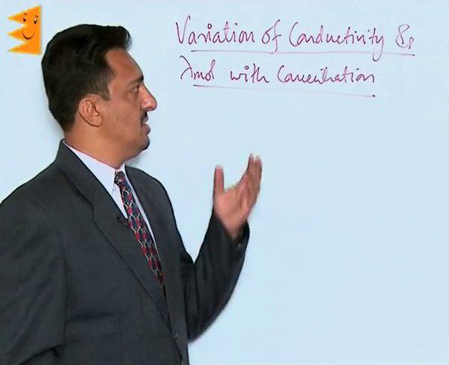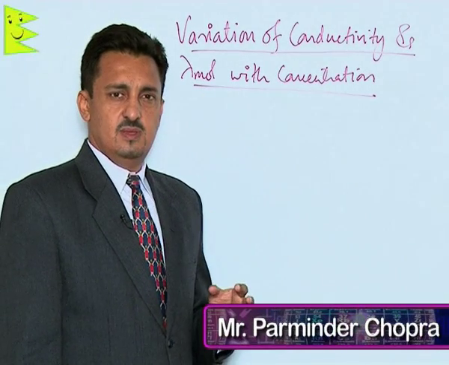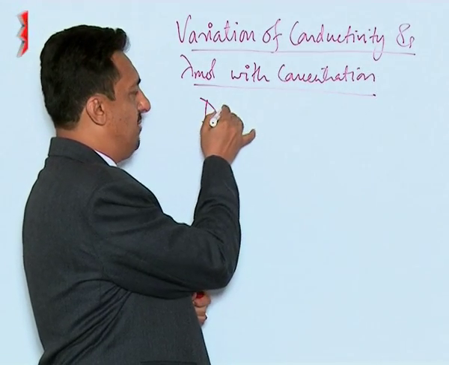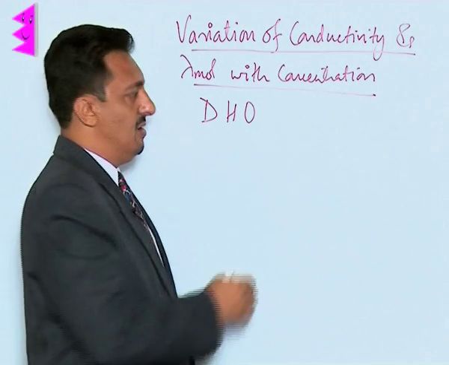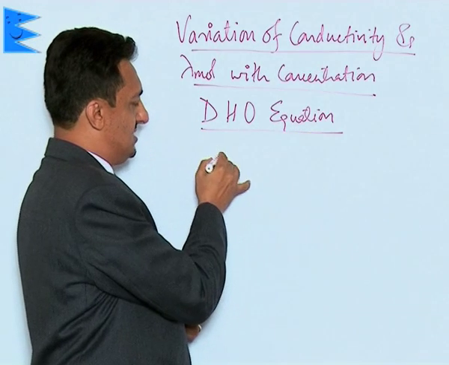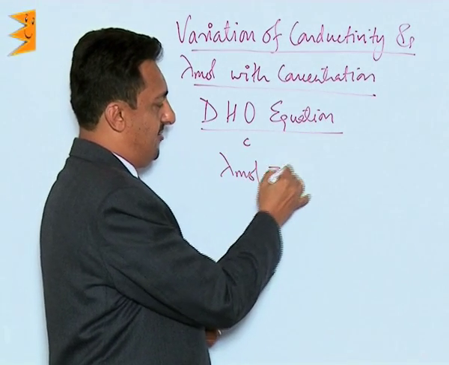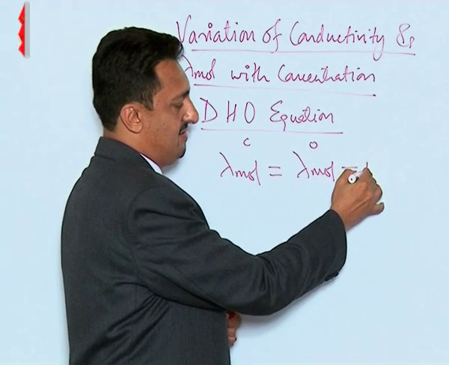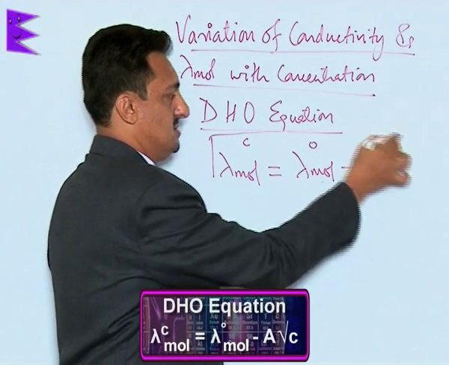Let us study the variation of the conductivity and molar conductance with concentration. This variation was studied in detail by three scientists, Debye, Huckel and Onsager, and they together gave an equation which is called the DHO equation. The equation is: the molar conductance at any concentration is equal to molar conductance at infinite dilution minus A under root C. This is what the equation is.